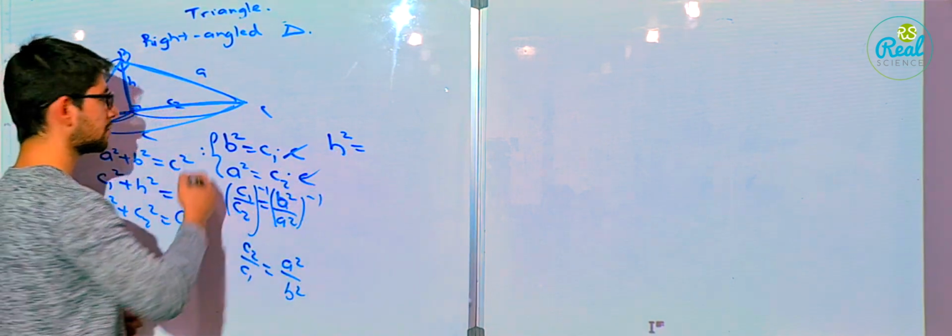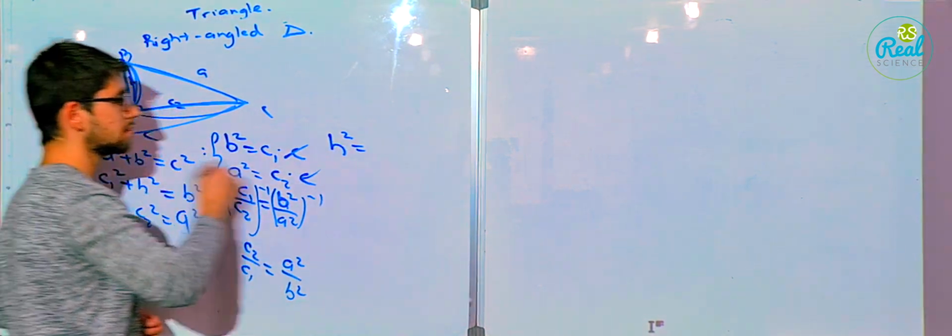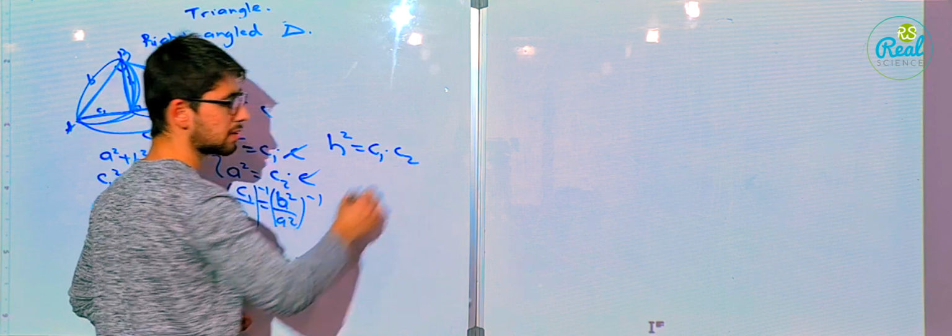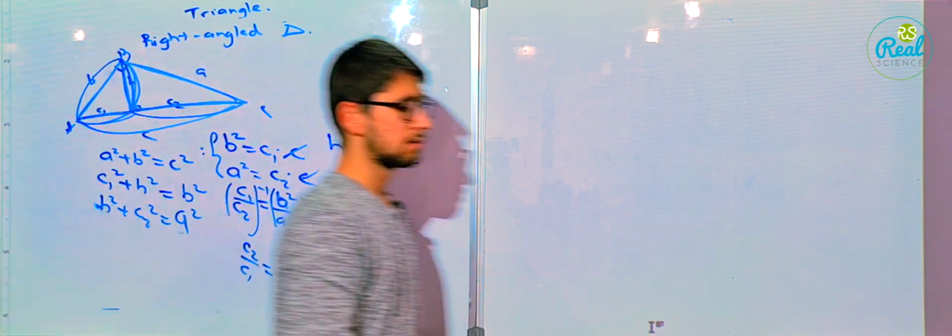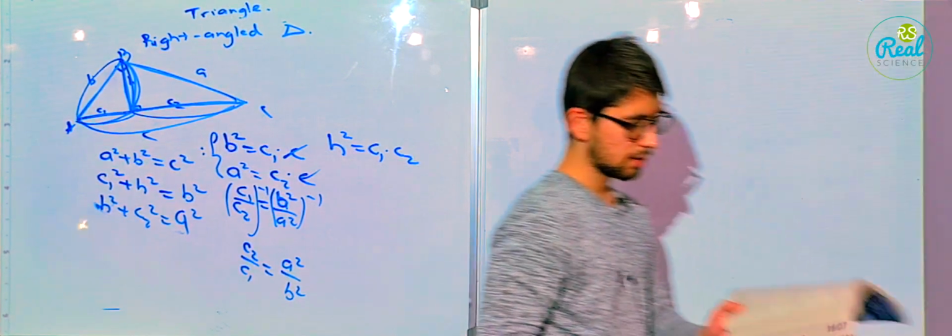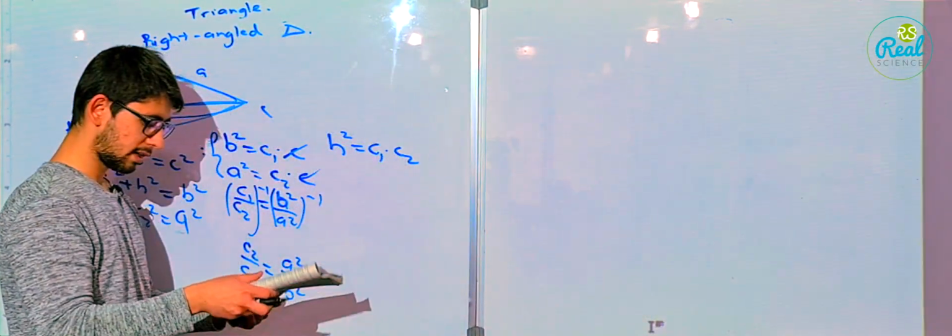Altitude square, so H square, equals C1 multiplied by C2. Okay? You will need these formulas right now. Let's look through some of the exercises.